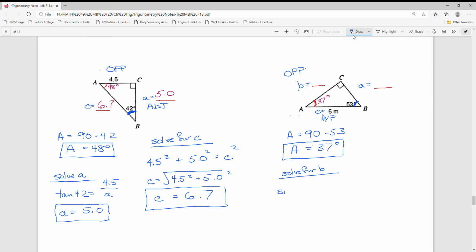So that would mean it's the sine ratio, and it's sine of 53 equaling opposite, which is B, my unknown, over my hypotenuse, which is 5. Remembering when that unknown is up top, that was where it was a little different. So keep things straight here. And my calculator would help me out that B equals 4.0 meters.